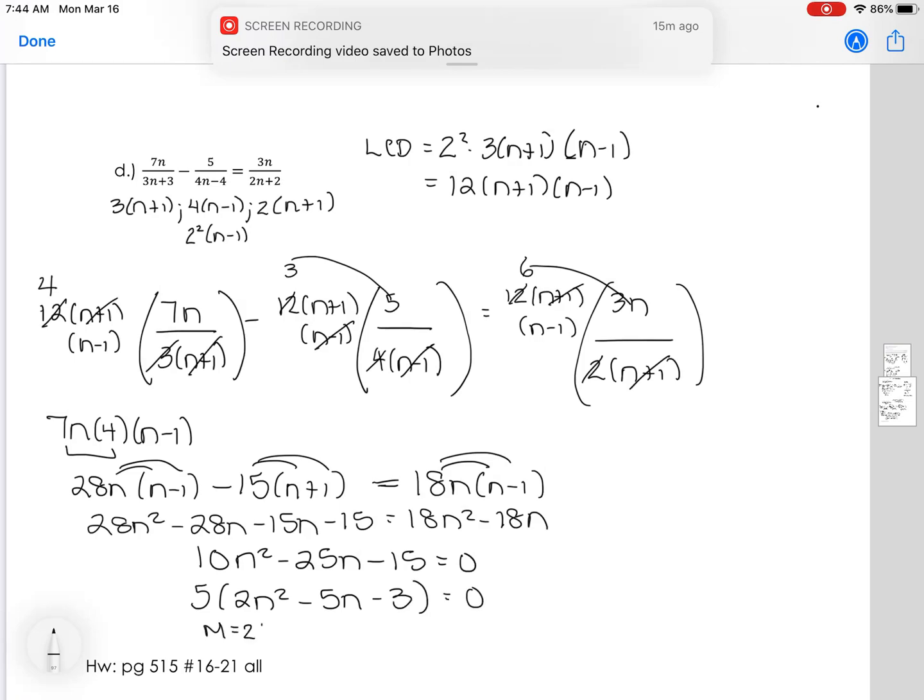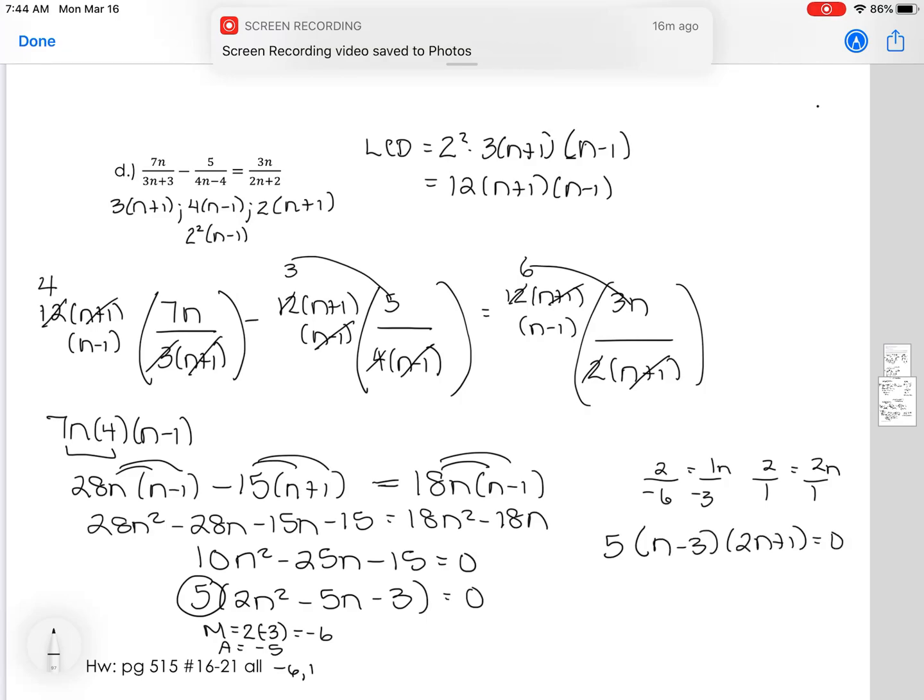And then if you look, we're looking for two numbers that multiply to get 2 times negative 3, which is negative 6, and add to get a negative 5. So the two numbers that make that true would then get us negative 6, positive 1. So I'm going to set up my two fractions, 2 over negative 6, which reduces to 1 over negative 3, 2 over 1, which stays 2 over 1. The top goes with the variable. And when you set this up, don't forget you have a 5 in front. So you have 5, n minus 3, 2n plus 1 equals 0.